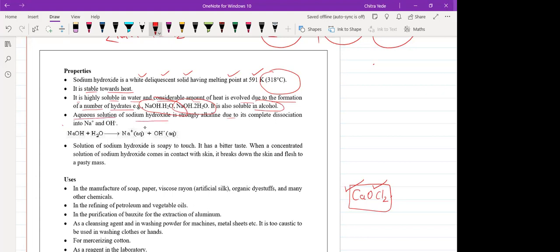Aqueous solution of sodium hydroxide is strongly alkaline due to its complete dissociation, because whenever we dissolve it in water, it dissociates completely to form sodium positive ion and hydroxide negative ion.